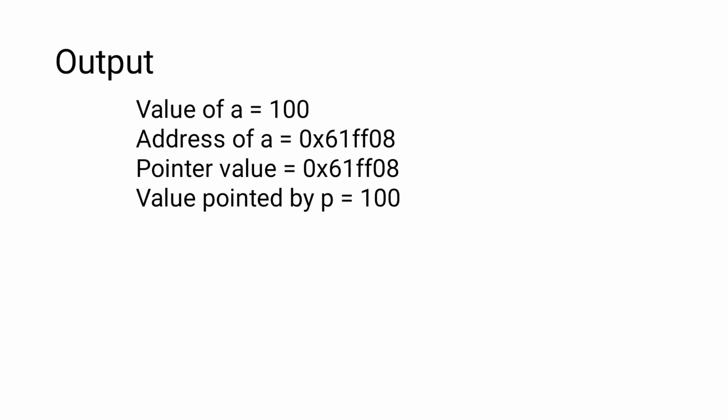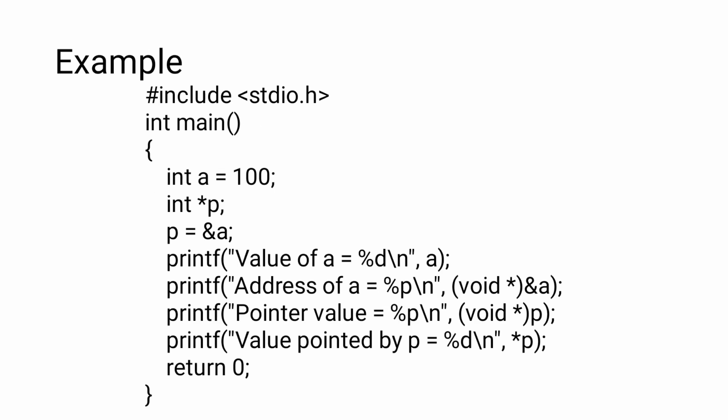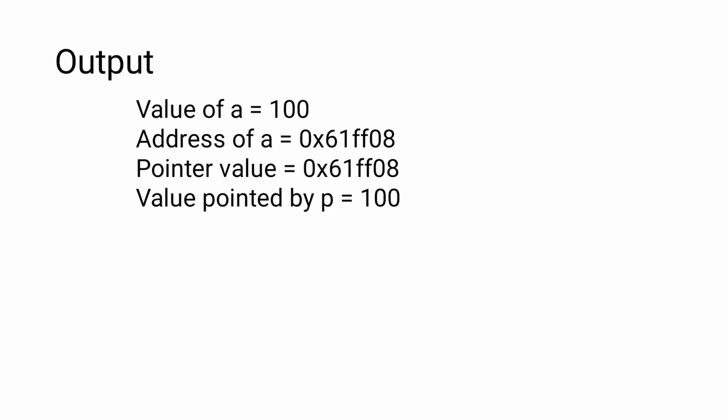So this output will be like this. First of all I am displaying value of a equal to 100, and next we are displaying the address of a, that is equal to, what is my address? This may vary from one system to another system. Here address of a equal to 0x61ff08. This is for example only, it depends on the system and may vary.